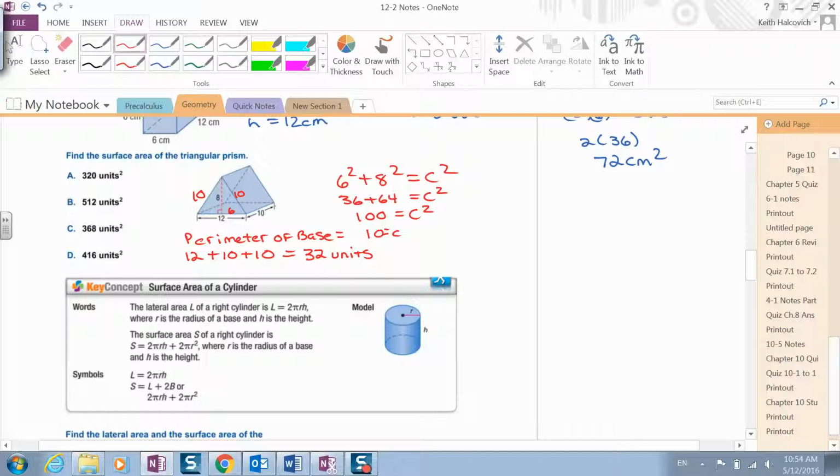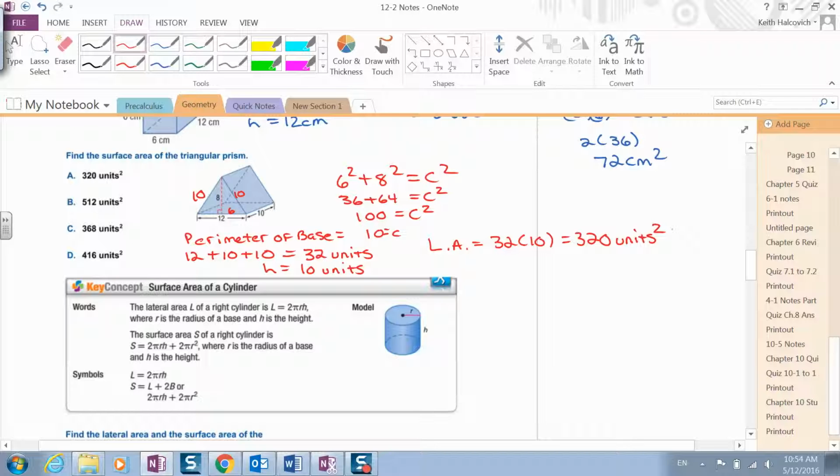The height, which goes from one base to the next, is 10. So the lateral area is 32 times 10, which is 320 square units.